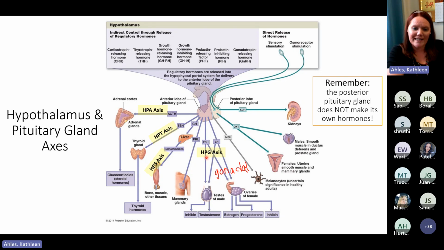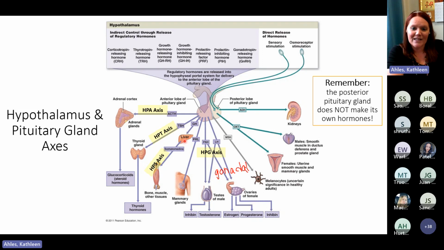Let's move over next door to what's called the HPS axis. When we talk about the HPS axis, we are talking about the axis, in easy words, that's going to regulate growth. So the HPS axis, the somatotropic axis, starts with the anterior pituitary gland releasing growth hormone. Growth hormone goes down. It can influence multiple cells in the body and multiple organs, but the primary one that it really activates is the liver.